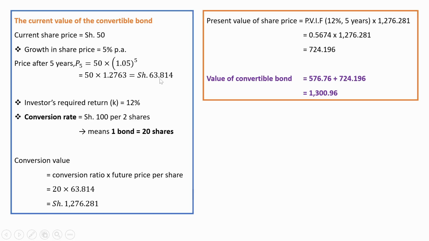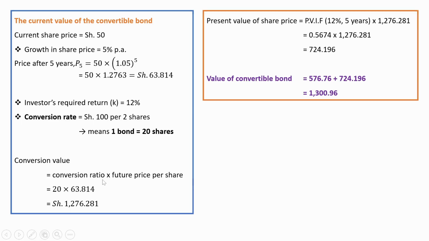So as at the time of conversion, we are going to be using the price during the 5th year, which is 63.814. And then in the question, we also have this information. Investors' required return is 12%. We normally use the investors' required return as the discounting factor. Conversion rate, we have seen 1 bond is equals to 20 shares.